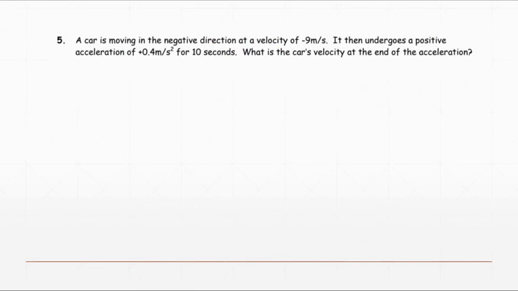So let's look at our next question. A car is moving in the negative direction at a velocity of negative 9 meters per second. And then it undergoes a positive acceleration of 0.4 meters per second squared for 10 seconds. What is the car's velocity at the end? So we're looking for V final.